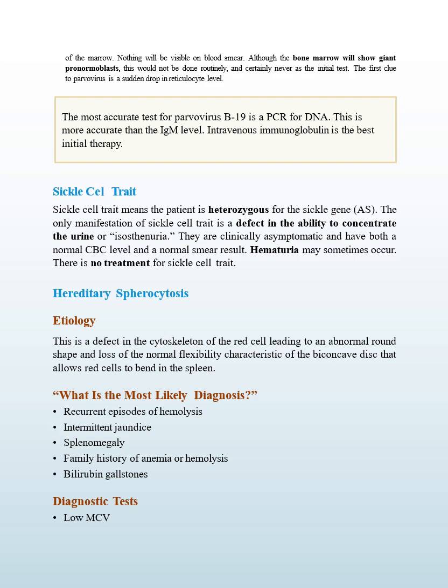If we have a patient with sickle cell trait, this means that the patient is heterozygous for the sickle gene, AS. The only manifestation of sickle cell trait is a defect in the ability to concentrate the urine, or isosthenuria. They are clinically asymptomatic and have both normal CBC levels and normal smear results. Hematuria may sometimes occur. There is no treatment for sickle cell trait.